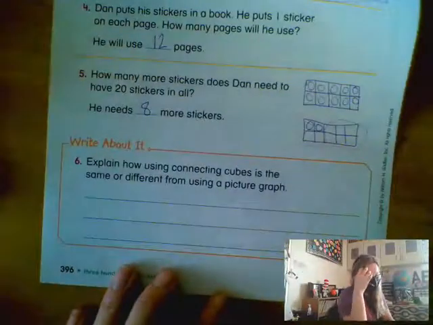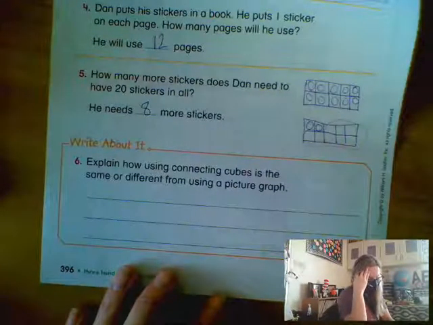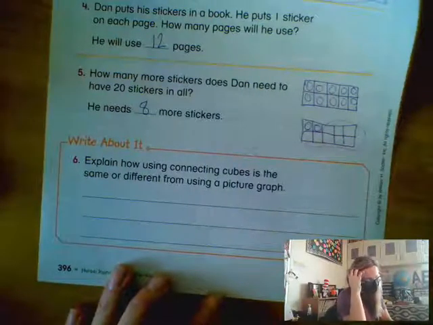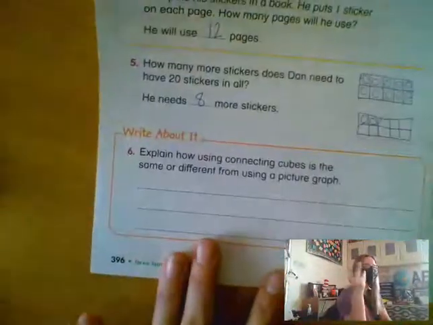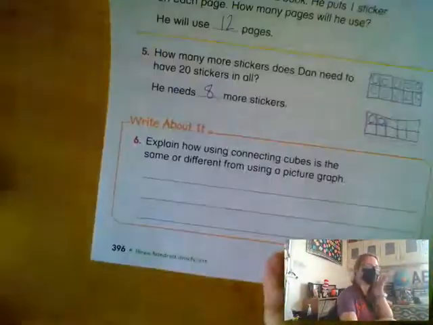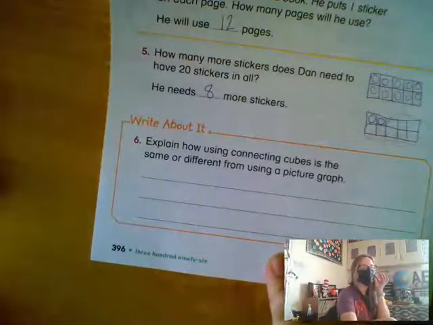Okay? Good job. So how can using connecting cubes, is that the same or different from using a picture graph? If we use the cubes to show how many, is that the same or different than using a picture graph? True? Different. It's different. Why?